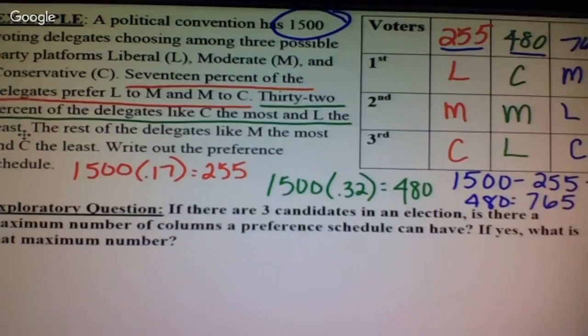Questions? All right. So now let's try to get your brains working. If there are 3 candidates in an election, just like we just did, is there a maximum number of columns that the preference schedule can have? If yes, what is that maximum number? I'm going to tell you right now. The answer is yes. Okay. So they want to know, how many columns can I have in an election?